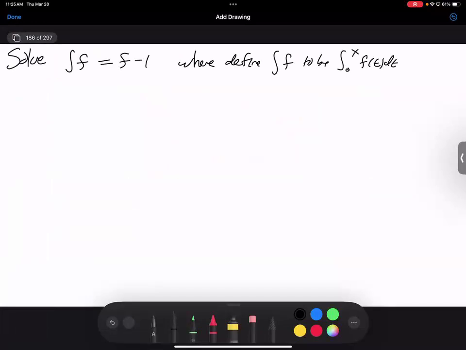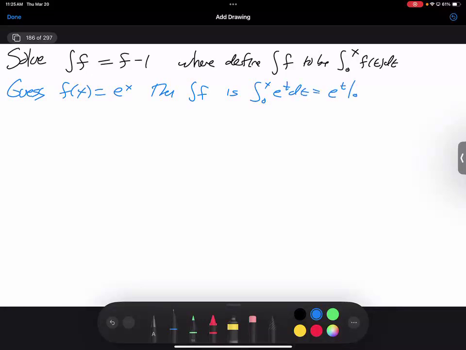Can you think of any function where when you integrate it, you get the function back? e to the x. So let's guess f of x is e to the x. Then the integral of f is the integral from 0 to x of e to the t dt. Well, that's e to the t at 0 and x. That's e to the x minus 1. Yes, that is f of x minus 1. So that works. Now you've seen this in complex. I think we did this in complex. Okay? But this fits nicely into this class.